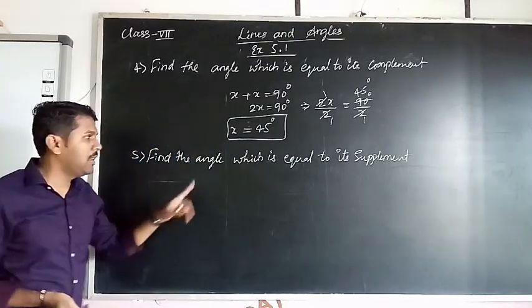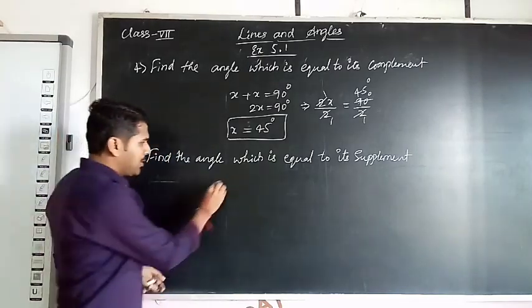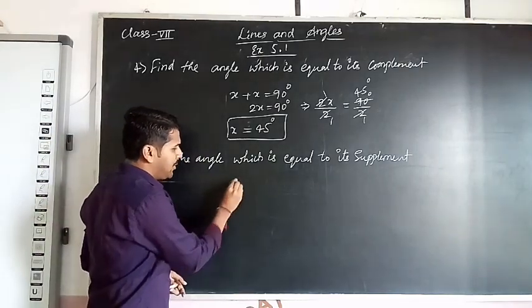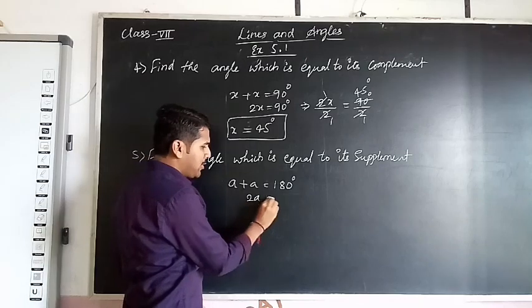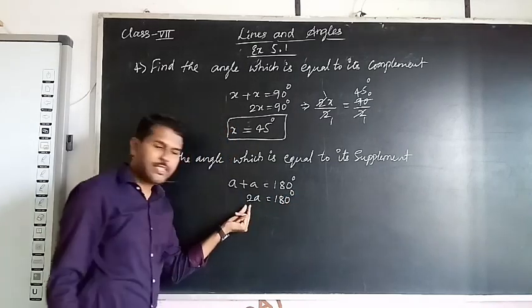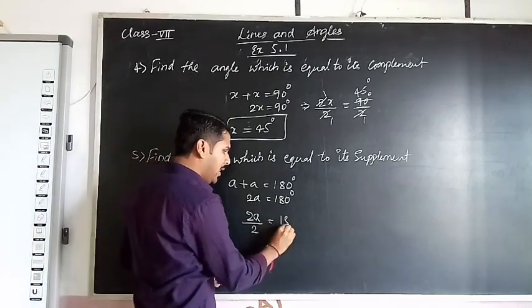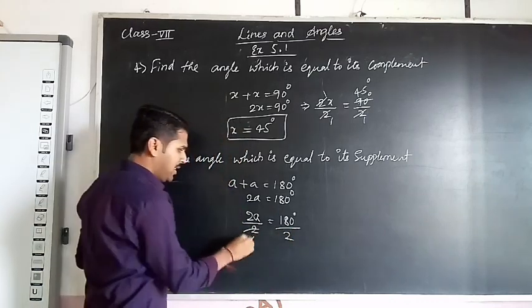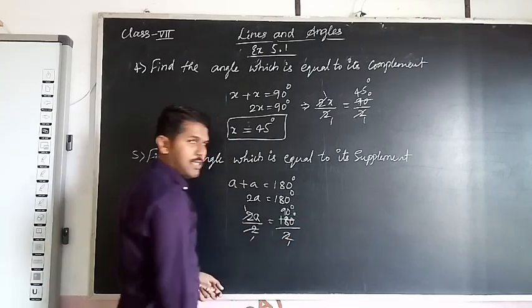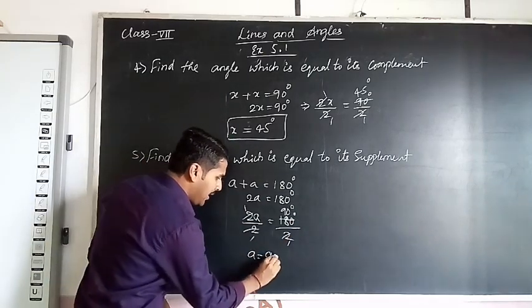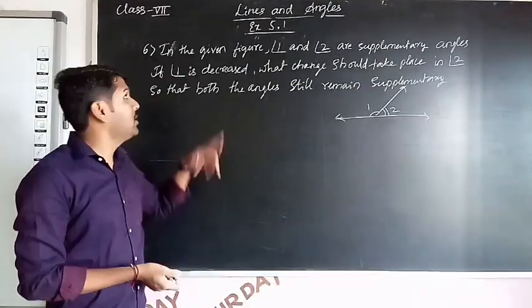Again the same, the fifth one. But the angle which is equal to its supplement. Supplement means both angles are equal. So I have taken a, no? So a plus a equals 180. So 2a equals 180. So how to remove this 2? Just divide by 2 on both sides. 2a divided by 2, 180 divided by 2. 2 ones are 2, 2 nines are 18, and 0. So what is the value of a? 90 degrees.